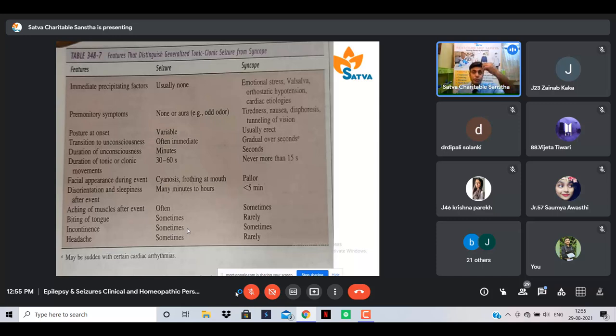In a syncopal episode, he will say, I was standing and I fell down. In seizure, it may not be that he is always standing. He may be sitting, he may be just lying down, and then he gets a seizure. So these things are very important.